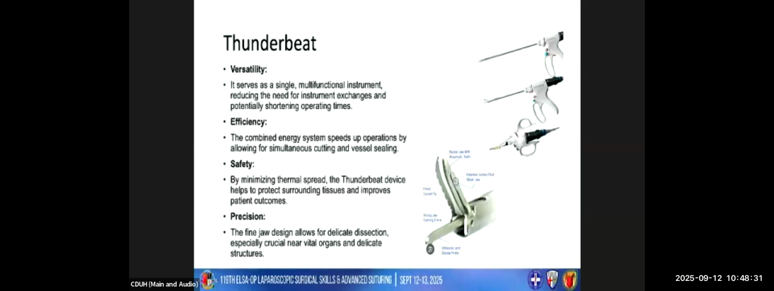So what is the advantage of using Thunderbeat? It serves as a single multifunctional instrument, so there's no need to exchange a lot of instruments to get two modalities. Its efficiency: the combined system speeds up operations by allowing simultaneous cutting and vessel sealing. And by minimizing thermal spread, the Thunderbeat device helps to protect surrounding tissues and improves patient outcome. The precision: the fine jaws design allows delicate dissection, especially crucial near vital organs and delicate structures.